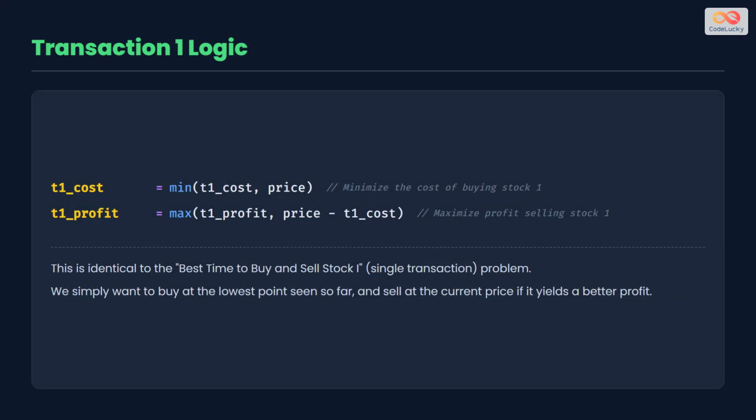Let's handle the first transaction. This is identical to the basic stock problem. We want to minimize the cost of our first buy. As we iterate through the prices, we simply keep track of the lowest price seen so far. Simultaneously, we calculate the profit if we were to sell at the current price, maximizing that value.